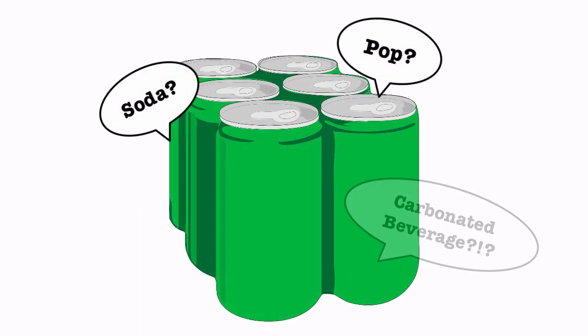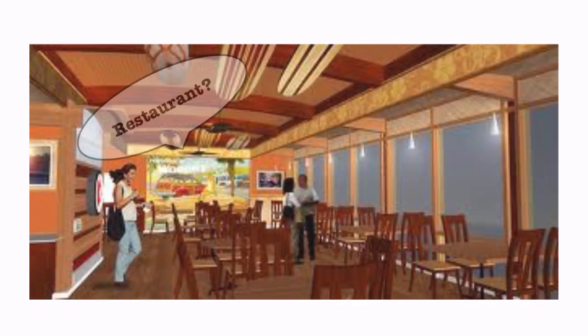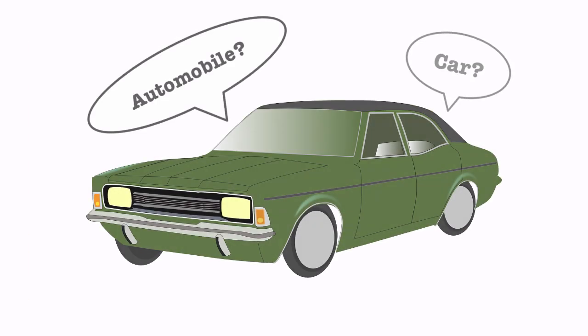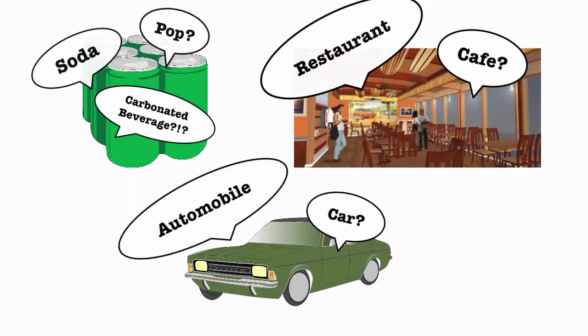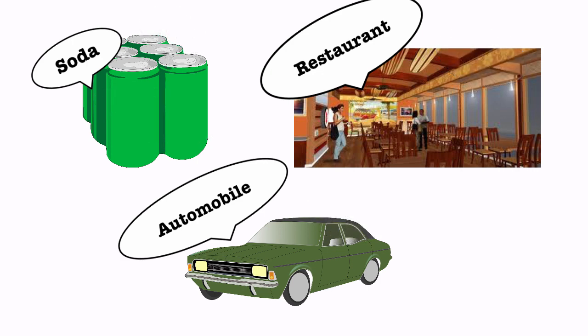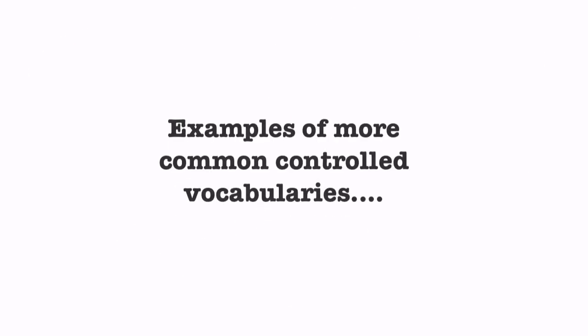For example, is this a soda? Is it a pop? A carbonated beverage? Is this a restaurant or a cafe? Is this an automobile or a car? Databases use controlled vocabularies to choose one term and decide that they will use only that term when sorting items by subject.